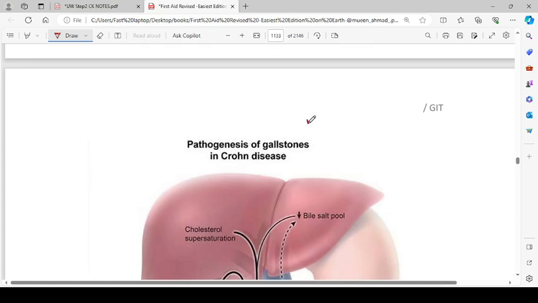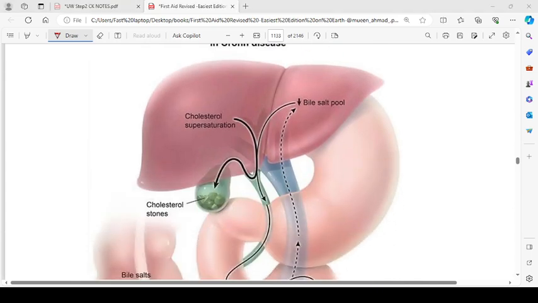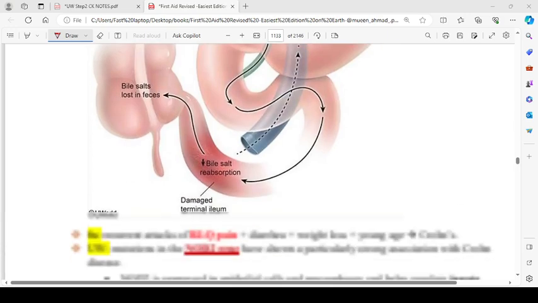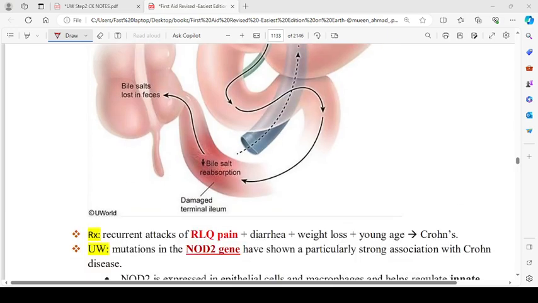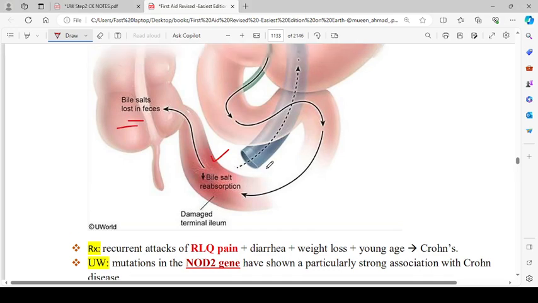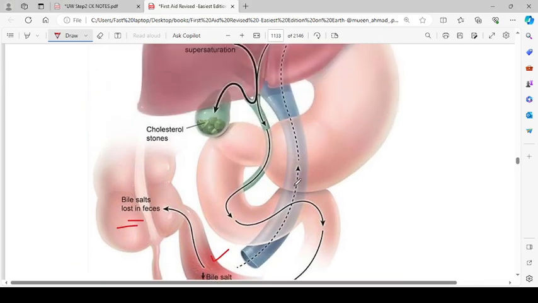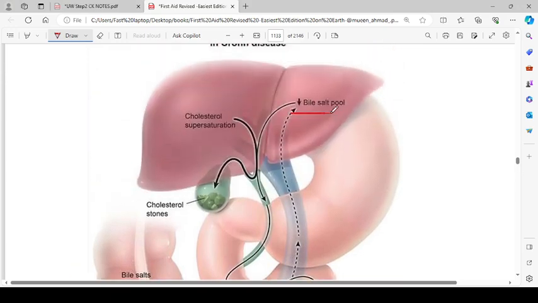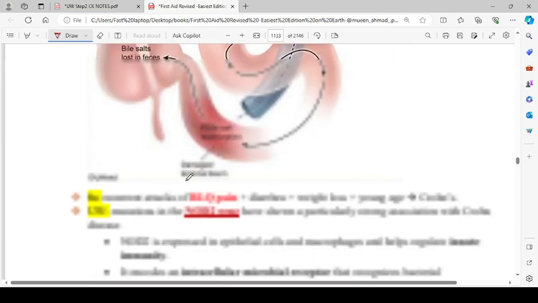Then we have pathogenesis of the gallstones in Crohn's disease. So here you can see the cholesterol supersaturation. Okay, starting from here. In Crohn's disease, there is decreased bile salt reabsorption. The bile salt will be lost in the feces, and that will decrease the reabsorption. So the bile salt pool will be decreased, and cholesterol will become supersaturated. That will lead to the formation of cholesterol stones.